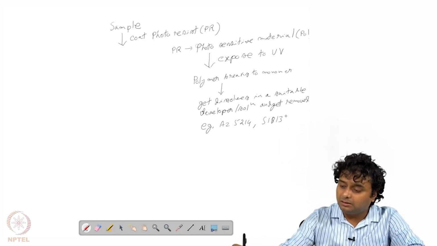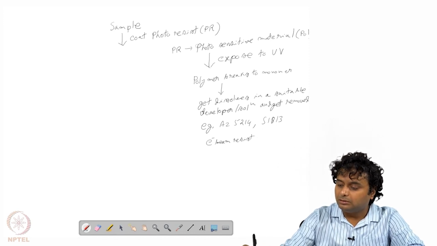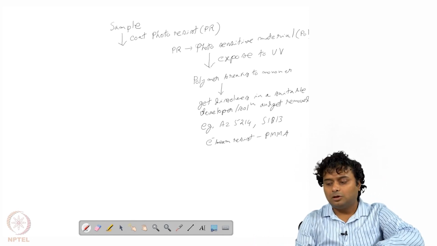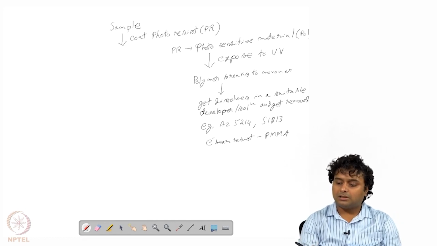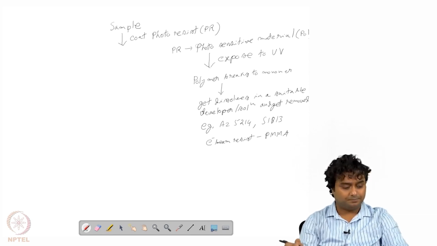And similarly, an E-beam resist like PMMA, which I have discussed earlier, polymethyl methacrylate, is an E-beam resist. So when the electron beam falls on it, this polymer breaks into monomer and can get easily dissolved in a developer like MIBK, etc.